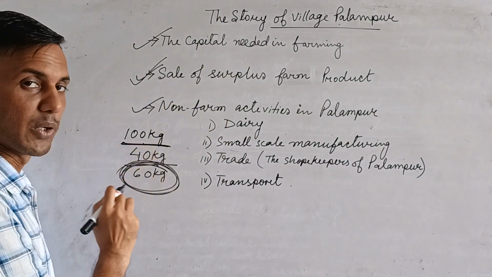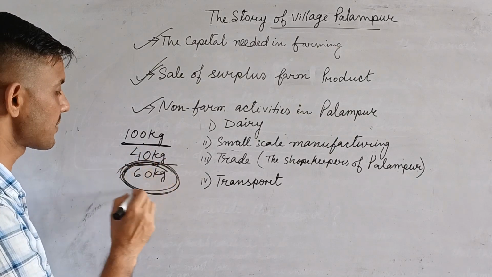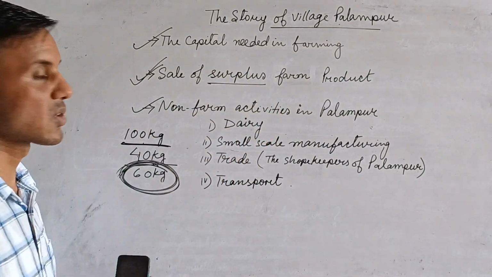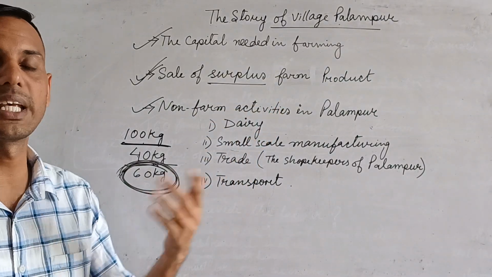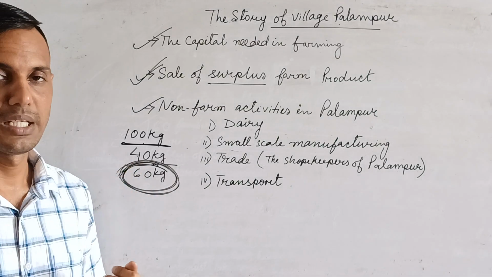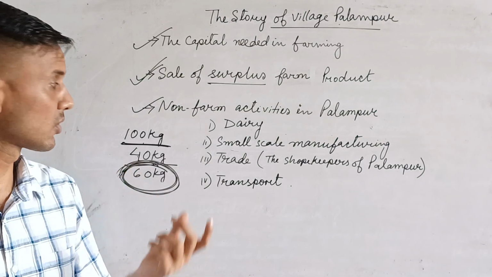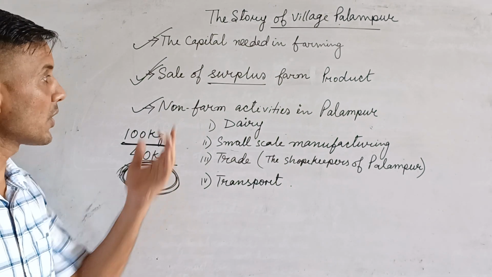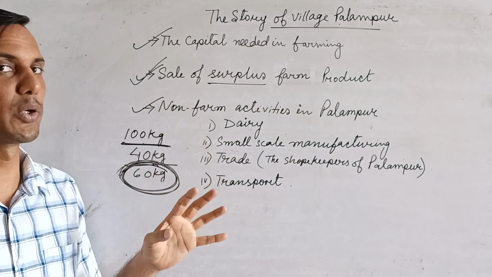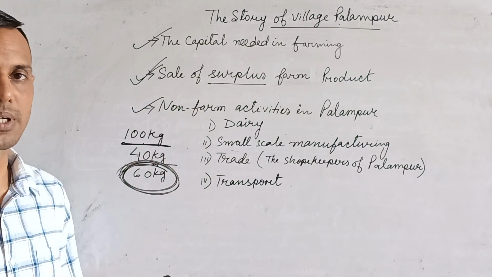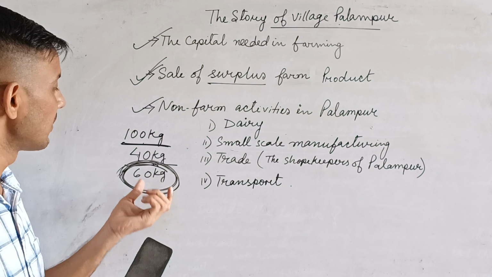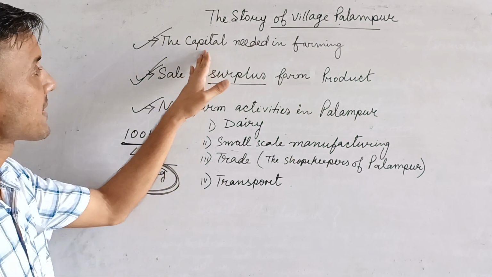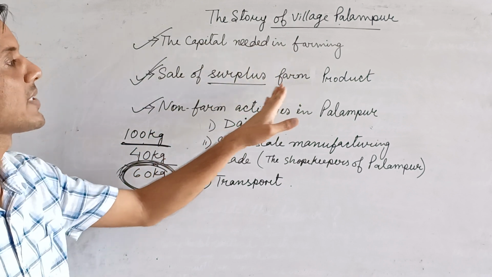So 100 kg you have produced, 40 kg for your self-consumption, the left amount is 60 kg. This is the surplus. Okay, so what you will do now, this 60 kg you will sell in the market. Why? To get money. This is the example of commercialization. The whole production is not for your self-consumption, because when you have produced, you need some expenditure. From where will you get this expenditure? When you sell these things in the market, then only you can get it. Is it clear? So capital needed in farming and sale of surplus farm product.